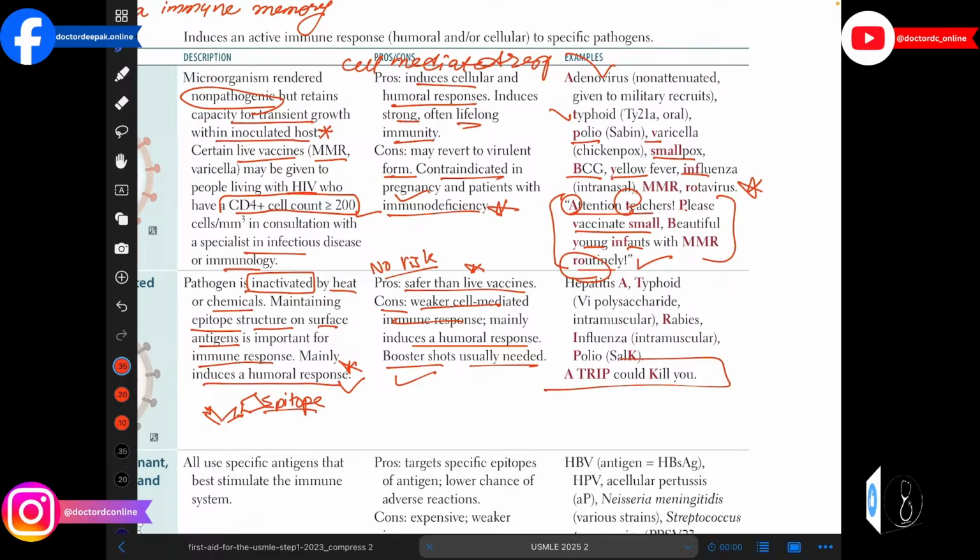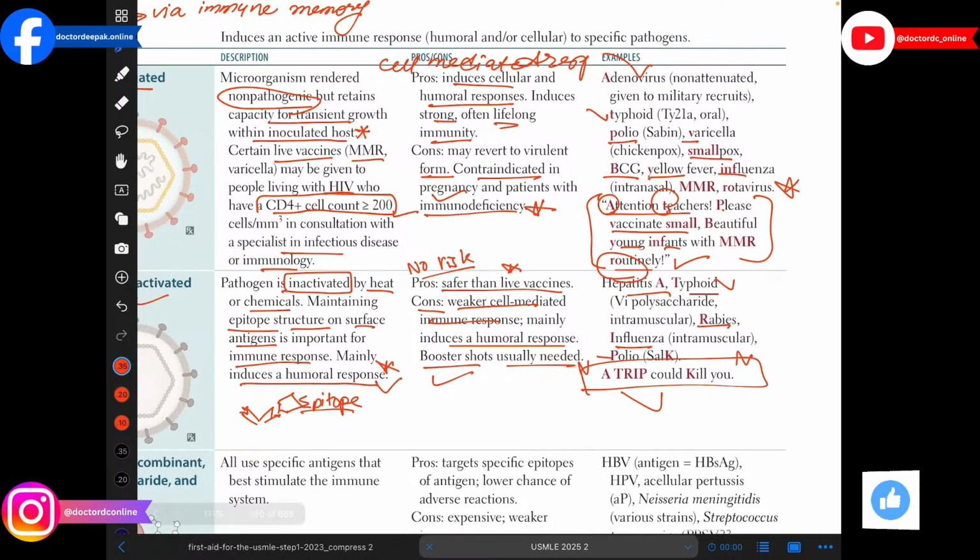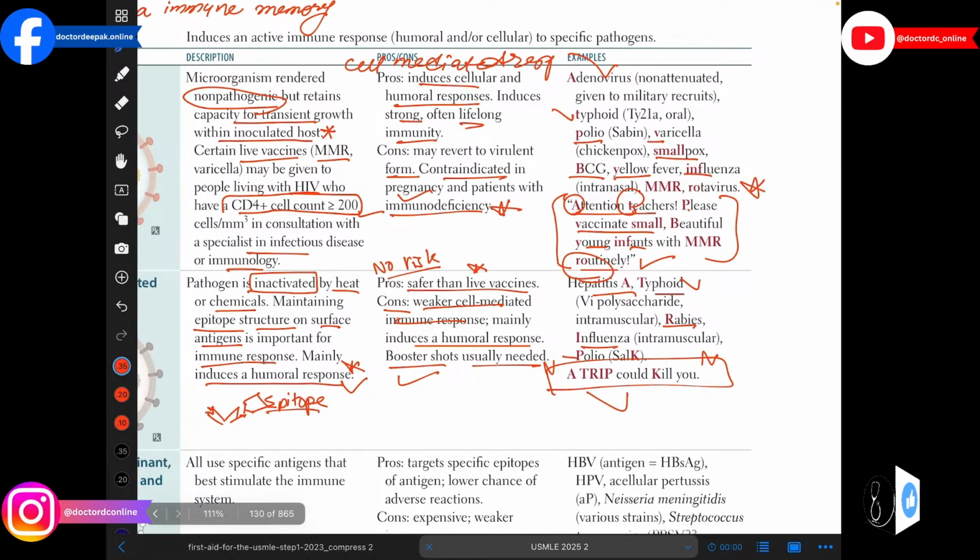And what are the examples? A trip could kill you. It's a mnemonic: A trip can kill you. Hepatitis A, typhoid, rabies, influenza, and the polio Salk vaccine. And one thing more, guys: if you notice, typhoid is both live attenuated and killed inactivated. If typhoid is given orally, then it is live attenuated. If it's given intramuscularly, then remember, it is an inactivated or killed vaccine. Okay.